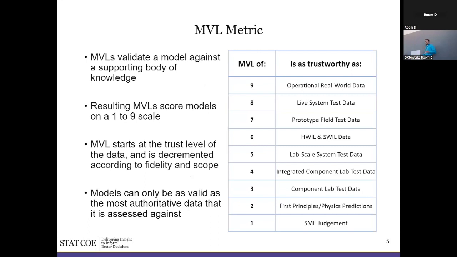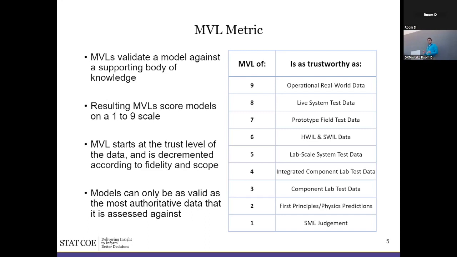Okay. So that was how our MVLs work. Here's what the metric actually looks like. Ultimately, we want to validate our models against a supporting body of knowledge. That's more than just a single data set. We want to validate against our entire set of data sets that might inform us on how a system works. That goes beyond just your recent tests, but also any historical information that should inform system performance or even SME judgment on how your system should be working.